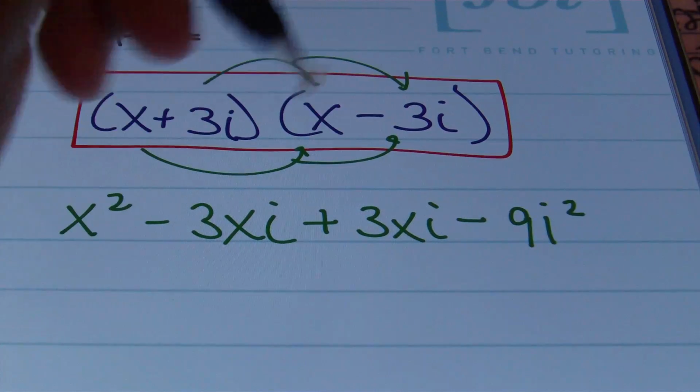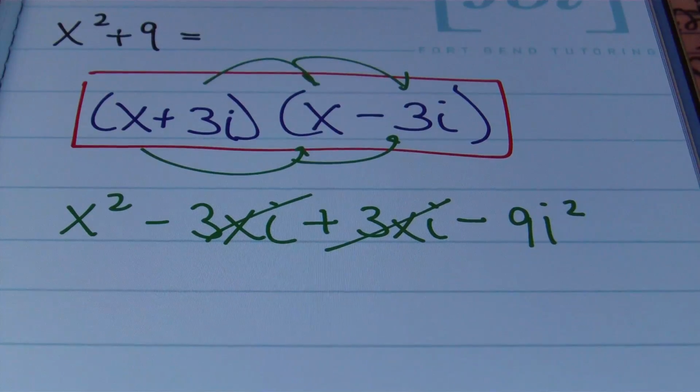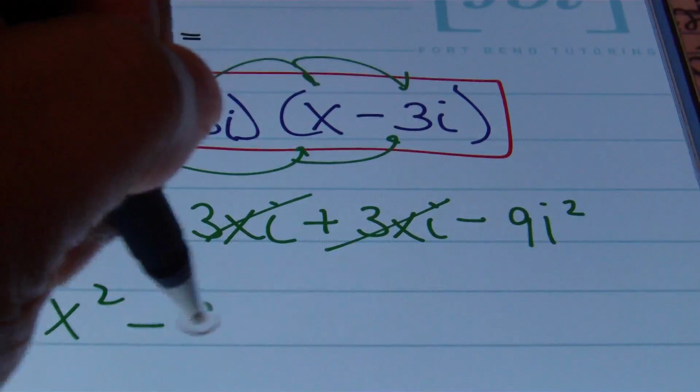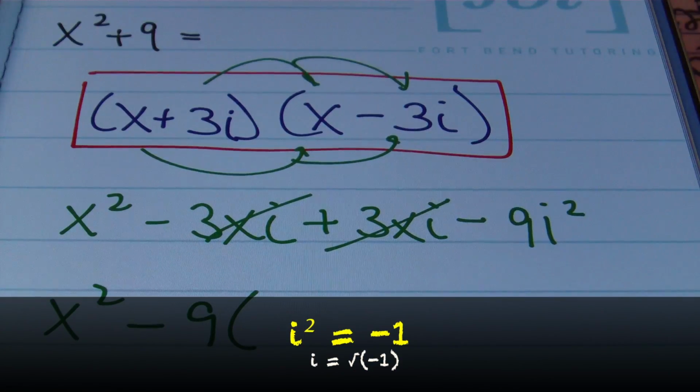Notice how our middle terms here will be canceling out. That's right, they're additive inverses, so they'll cancel. Then bringing down my x squared term, like so, I'll also bring down this negative 9, and i squared just happens to be negative 1.